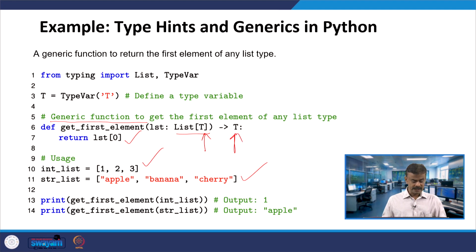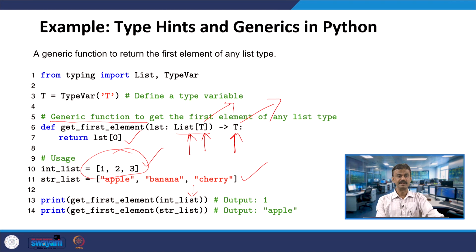So, when I am calling this function get_first_element and I am passing int_list, assume that I am passing the base address of this. When it goes here, you are passing 1, 2, 3. Now, capital T is nothing but integer here. So it has 1, 2, 3, and T is integer, so this is also integer. It is going to return an integer.